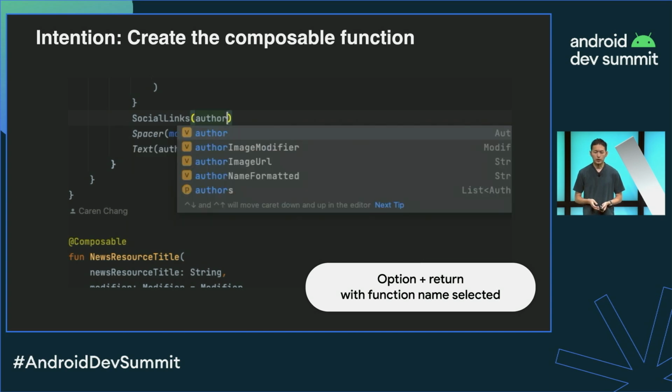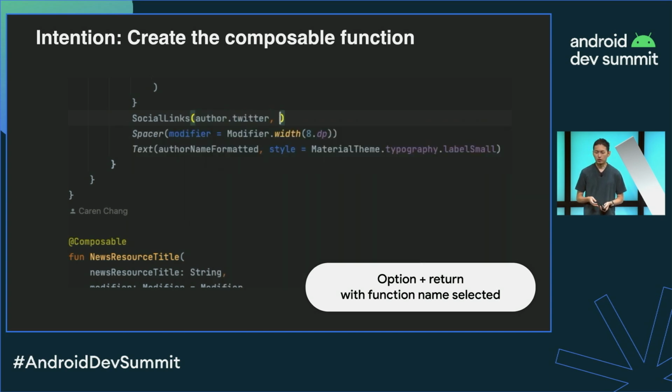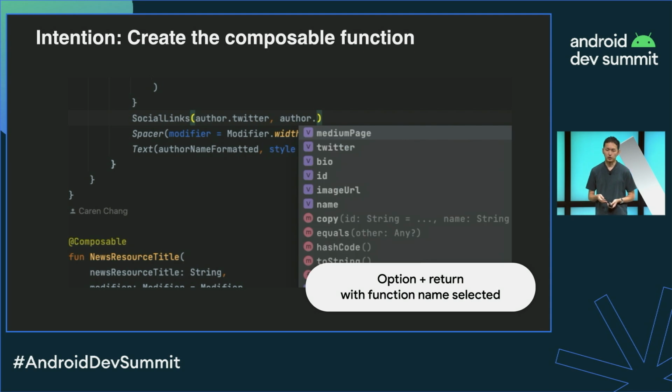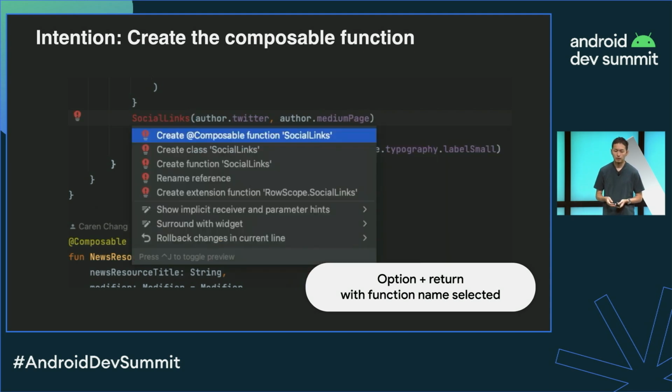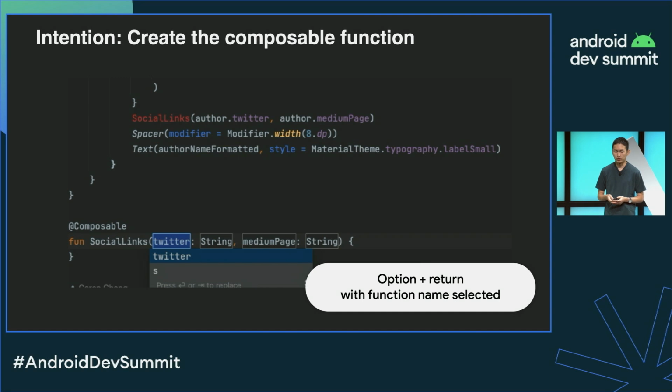The create a composable function intention allows you to create a composable function based on the selection in the editor. The intention will create a composable function signature with the arguments inferred from the selected code.